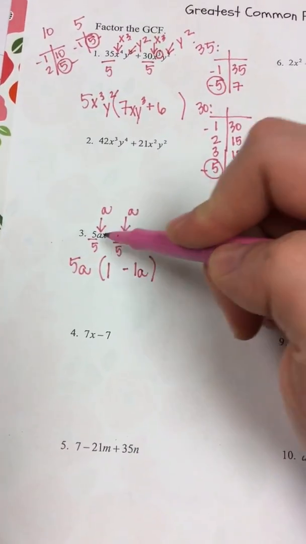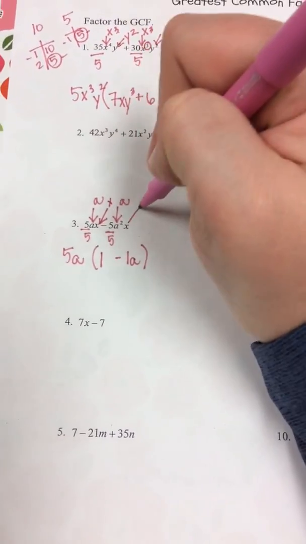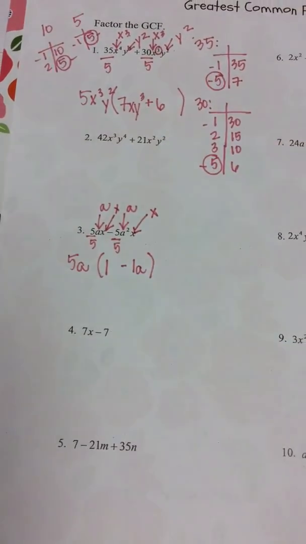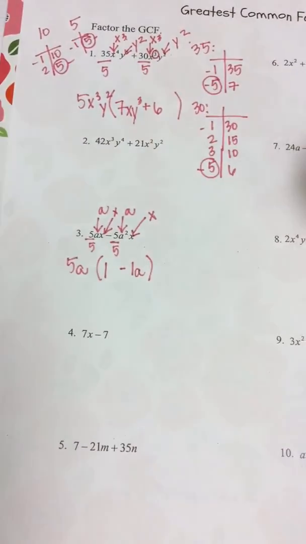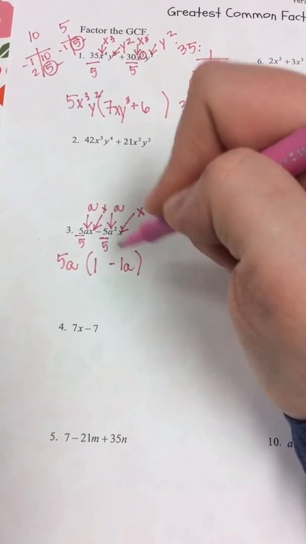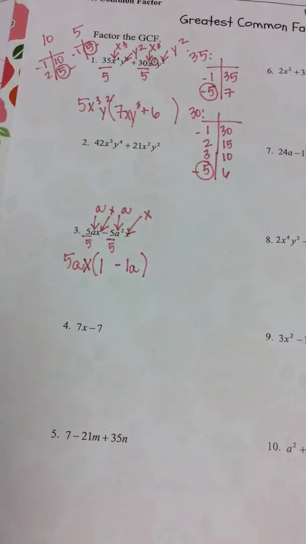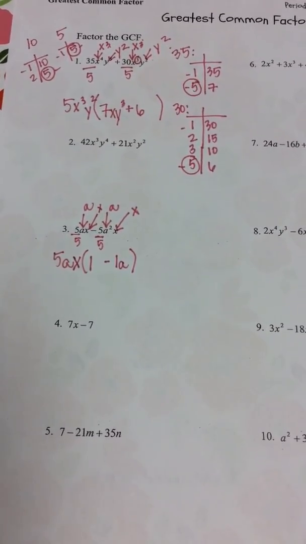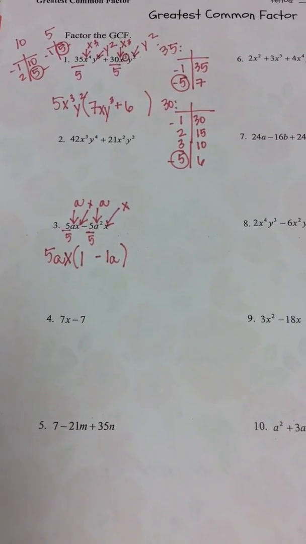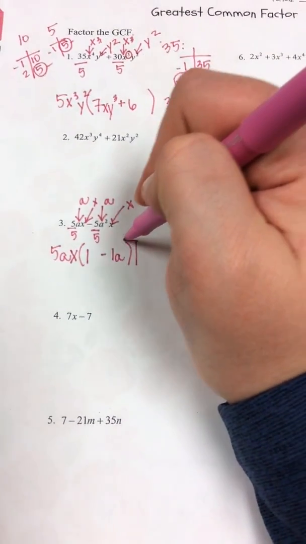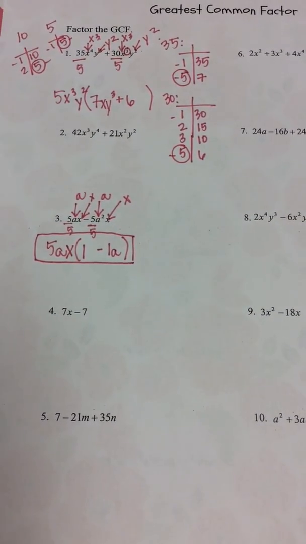Same with the x's. We only have 1 on each side, so we can only take 1 out. Remember that means we're going to subtract it from each one of those terms. So x minus x is 0 x's. X minus x is 0 x's. Remember that anything you take out needs to be in the front. So our simplified answer is 5ax times 1 minus 1a. That is our final answer for our factored GCF polynomial.